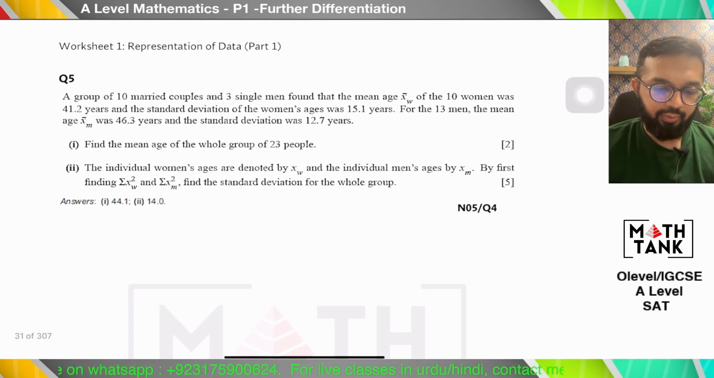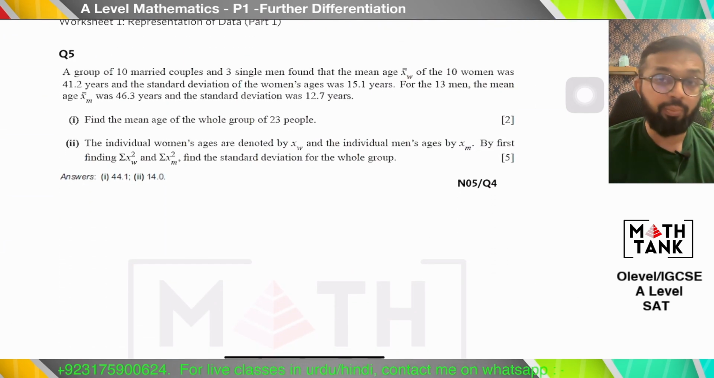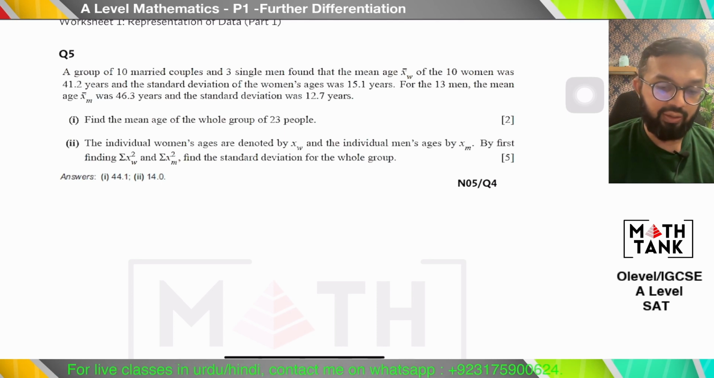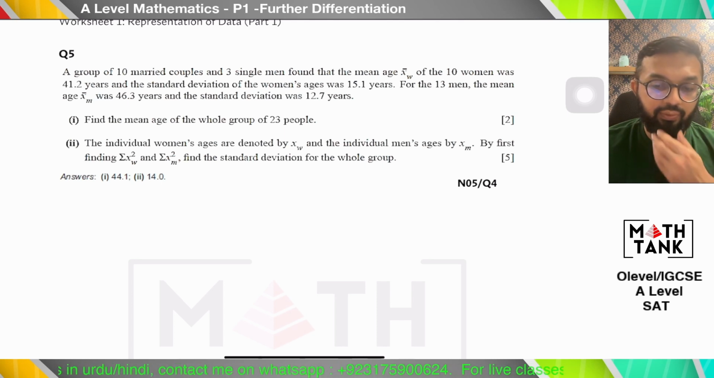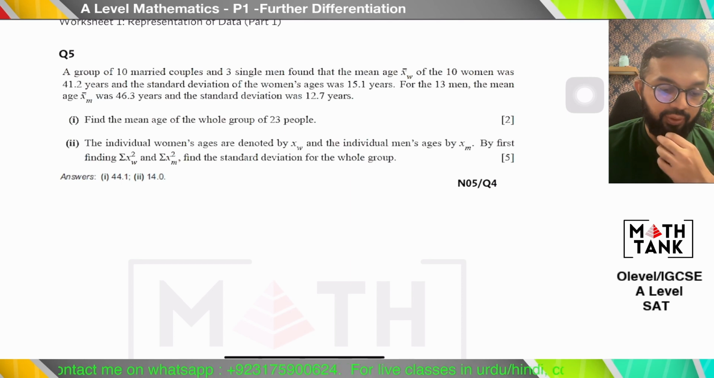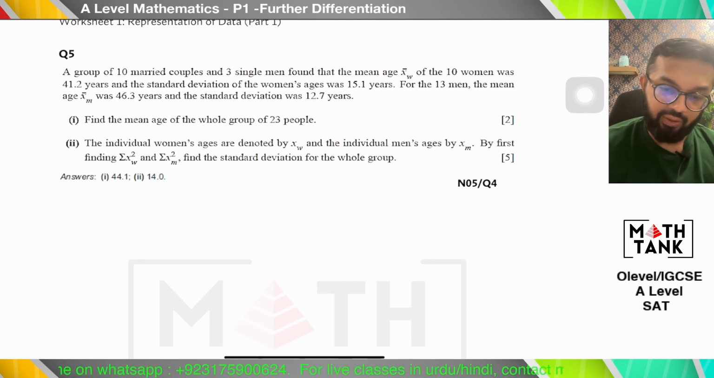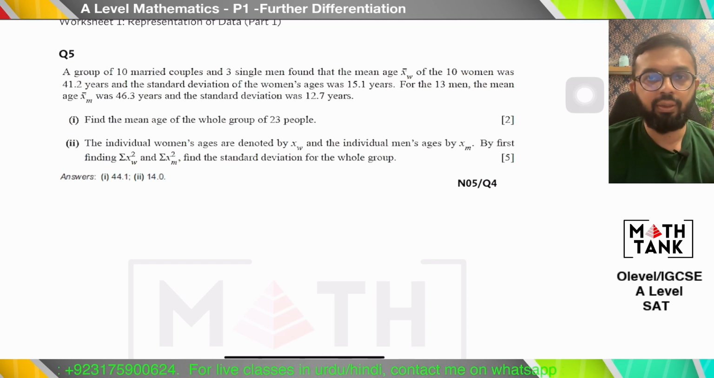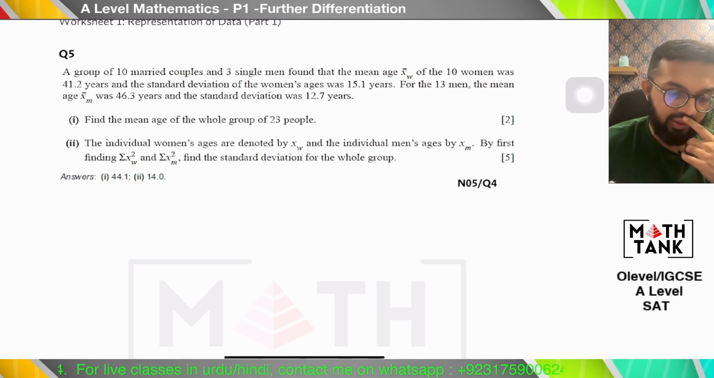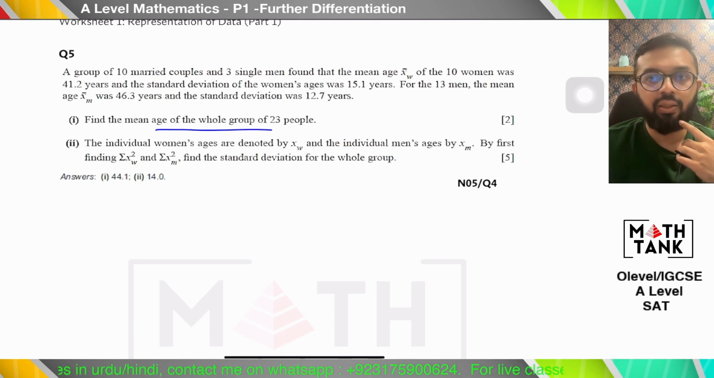Okay. In question number 5, a group of 10 married couples and 3 single men found that the mean age of the 10 women was 41.2 years and the standard deviation of the women's ages was 15.1 years. For the 13 men, the mean age was this and the standard deviation. So I am giving you women data separately and men's data separately. Find the mean age of the whole group of 23 people.